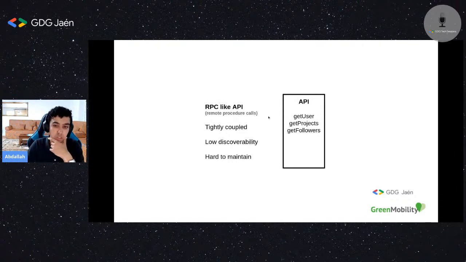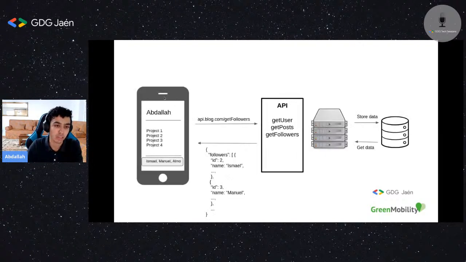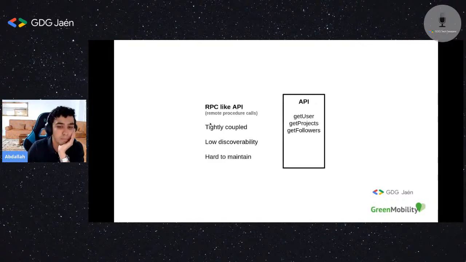A procedure is just a function. So these are the functions in my server. And a remote call is just like the client doing the remote call to the server. But actually, the RPC's API have some problems that need to be addressed somehow.